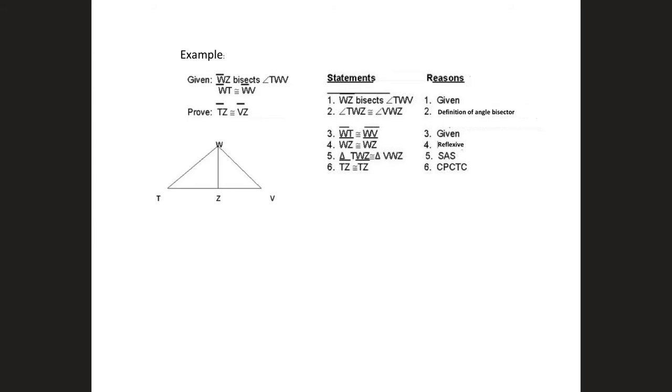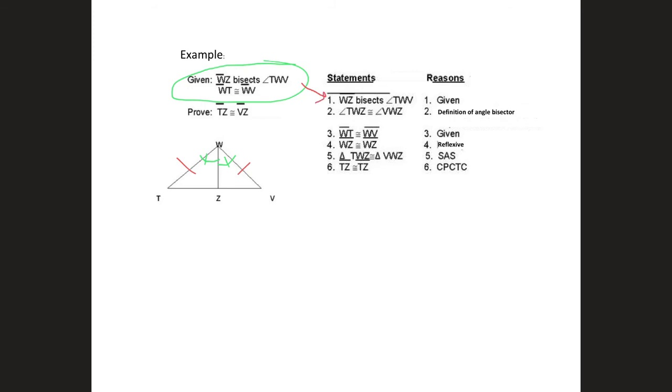Here is another example, and I wanted to just walk through this one. It's already done for you. You're going to try your own in a little bit. But here is an example where we're given that WZ bisects angle TWV. Let's go ahead and mark that. So WZ bisects it, so that is congruent to that because it's bisecting the angle. They're also telling us that WT is congruent to WV. So that's congruent. And our goal is to prove that TZ is congruent to VZ. So in the proof, you can see that the given statements are right here.